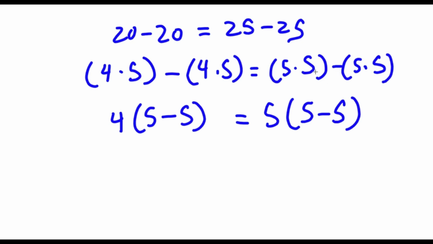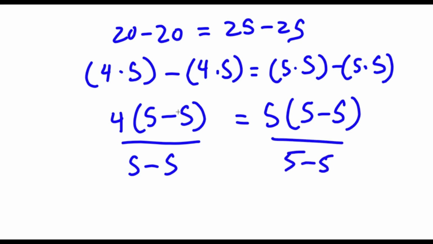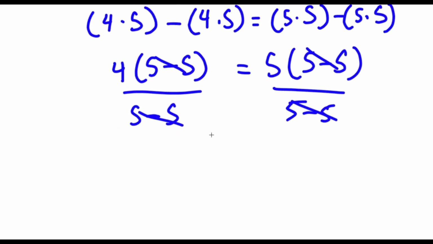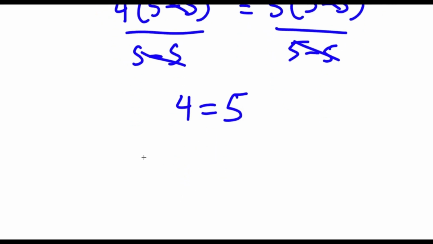So now what I'm going to do is I'm going to divide both sides by 5 minus 5. So then these two cancel out and these two cancel out. And now I'm left with 4 is equal to 5. Now 4 is the same thing as 2 plus 2. So I have 2 plus 2 is equal to 5. And there it is. I just proved that 2 plus 2 equals 5.